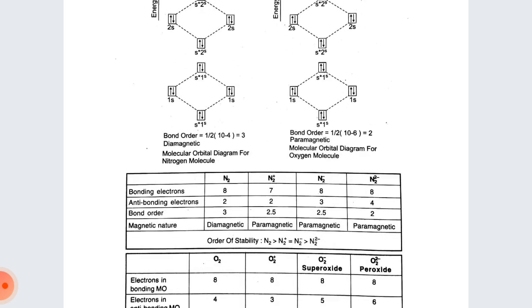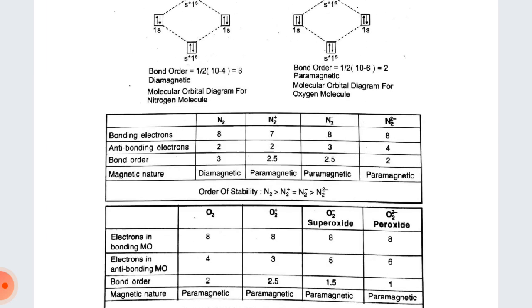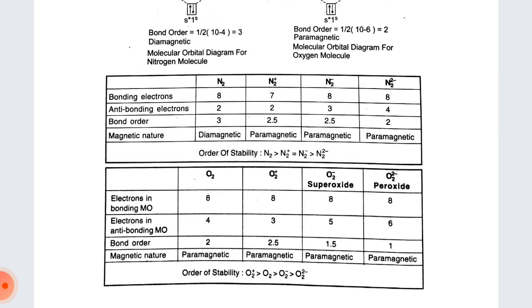So both of these have different magnetic nature. Now in N2, N2 plus, N2 minus, as per bonding electrons, antibonding electrons and bond order, we are going to learn about the magnetic nature.